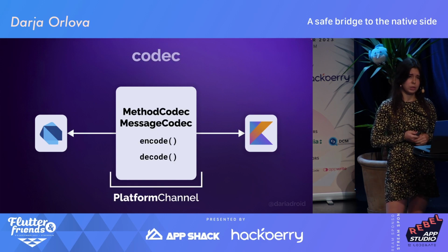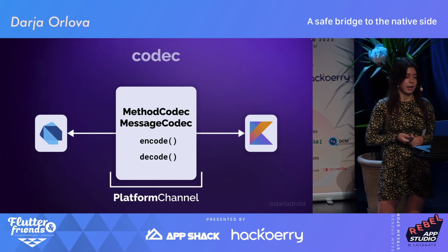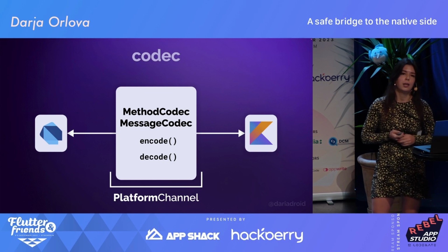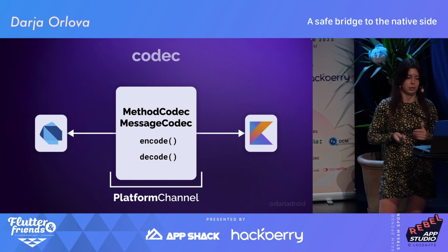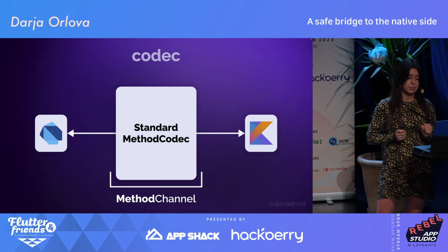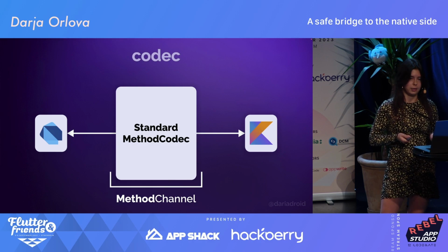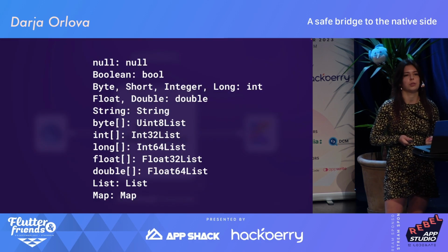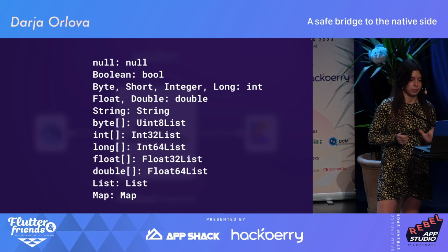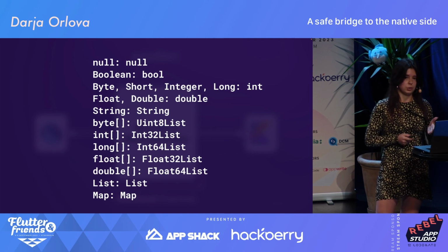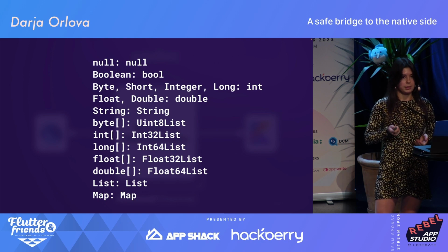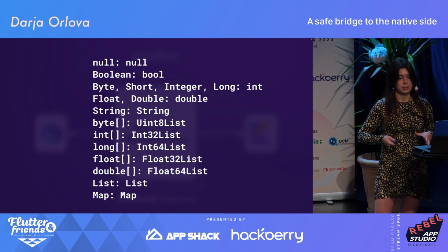But platform channels have a special API called codec, and there are two main codecs, which is method codec and message codec, but they boil down to two methods, encoding and decoding. So we encode on one side, we send it over, and we decode it on the other side. And method channels use the standard method codec, and the problem with standard method codec is that it supports a very limited amount of types. So we have to support null in every language, and then there's also some primitives like booleans, numbers, and some basic collections.